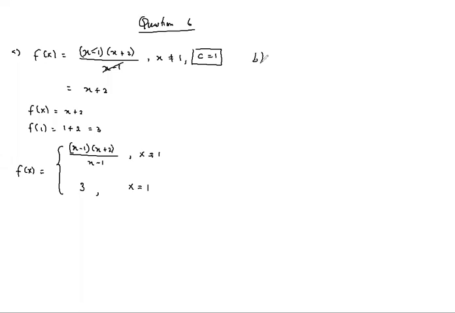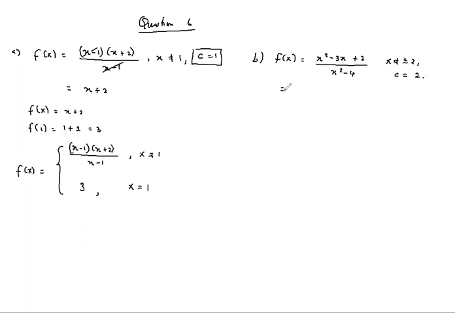You do B. What do you get there? B again. f of x is equal to x squared minus 3x plus 2 over x squared minus 4, for x not equal to plus or minus 2. Now check at c is equal to 2. We're just interested at one point, c is equal to 2.